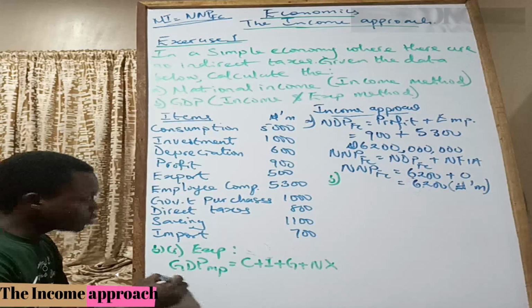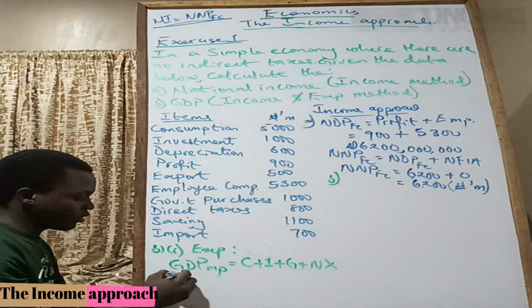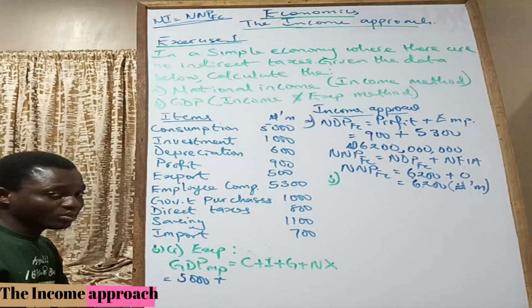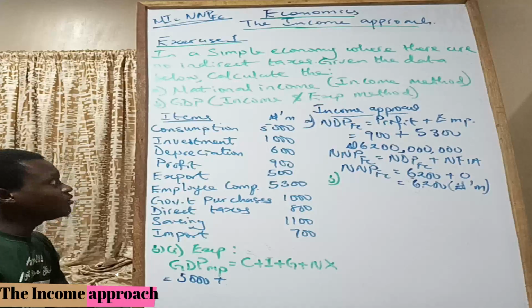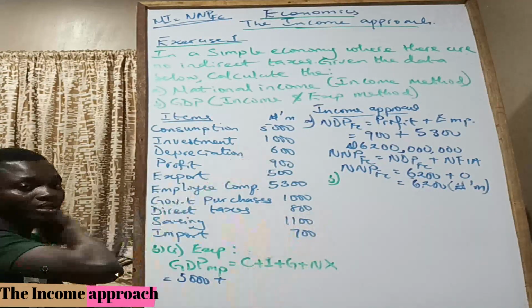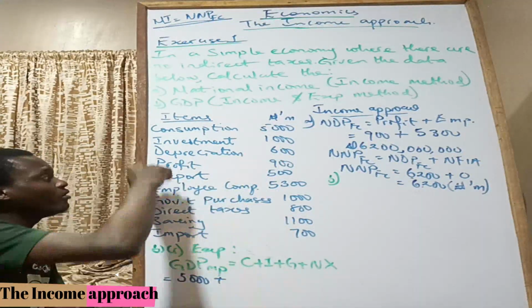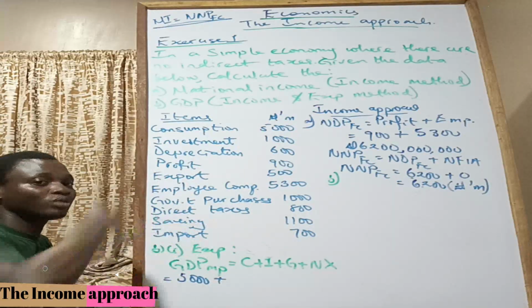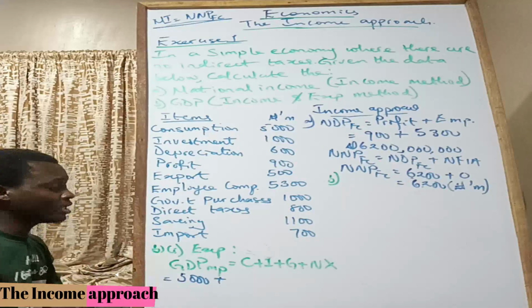So this is going to be equal to consumption. Do we have that? 5,000. 5,000 plus your investments must be gross investment, right? So if you have investment like this, it is also gross investment. When you have net investment in front of it, you must convert net investment to gross investment. If you don't do that, your answer is going to be wrong.